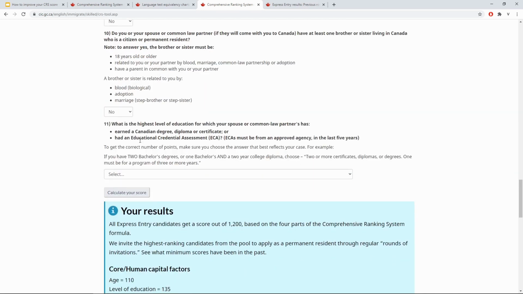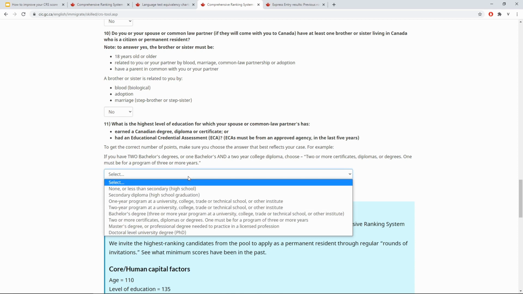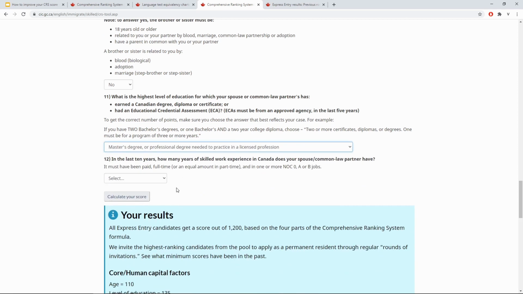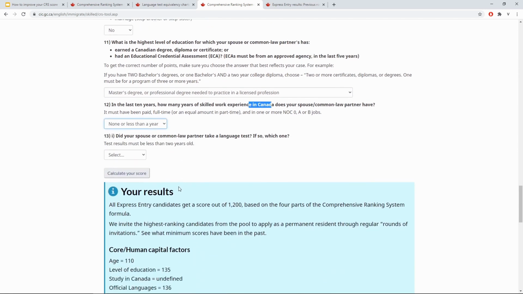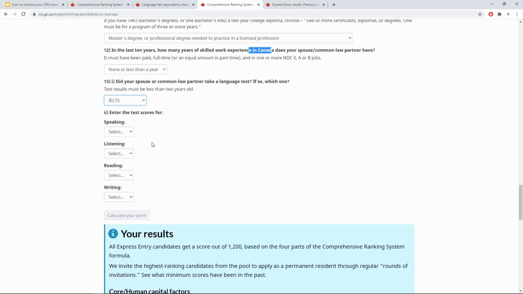Now in this section we need to enter the spouse's skills. What is the highest level of education for which your spouse has earned a Canadian degree or an ECA done? So I'm going to select master's degree. How many years of skilled work experience in Canada your spouse has? I'm going to select none. And the language test score, I'm going to select IELTS, and I'm going to select CLB level 9 for this. So that's 7, 8, 7 and 7.